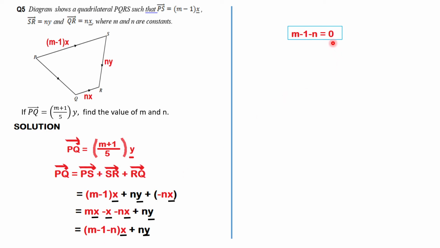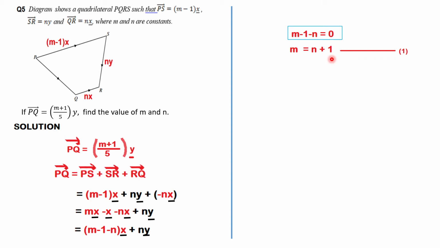Remember, from the resultant vector PQ that we obtain, the coefficient of x vector is m minus 1 minus n. Compare with the coefficient of x vector in the question. For PQ given in the question, we don't have the x vector. Therefore, the coefficient is 0. That's why the equation is written as m minus 1 minus n equals 0. So rewrite it as m equals n plus 1. That will be the first equation.